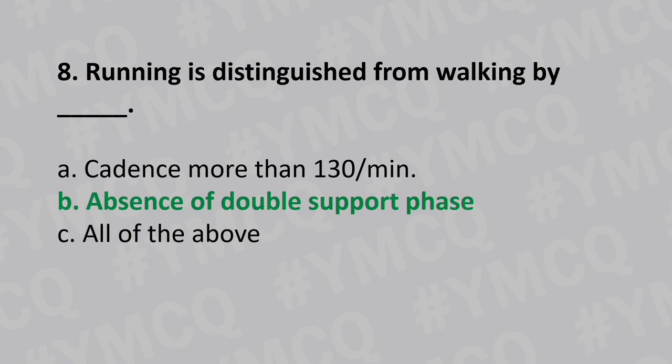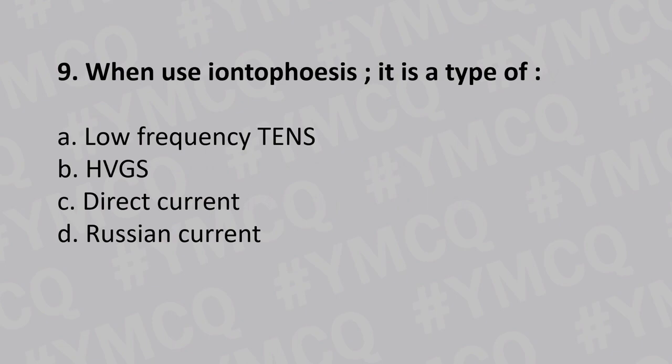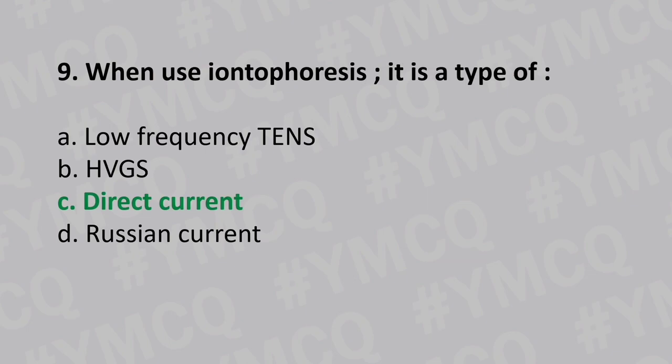Iontophoresis is a type of. Option A, low frequency TENS. Option B, HVGS. Option C, direct current. Option D, radiation current. And the answer is option C, direct current. Moving to our 10th question.